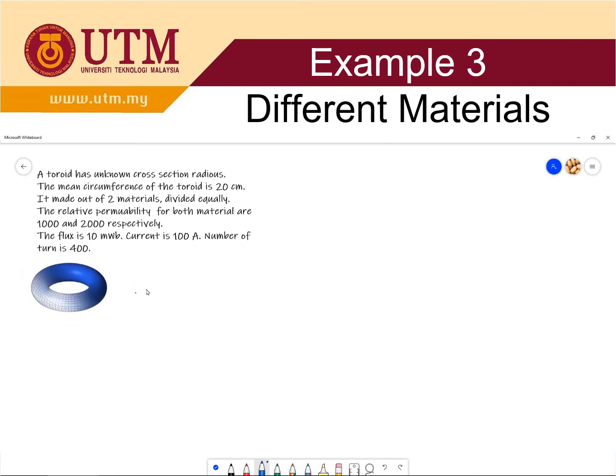So okay, we look back at the question. A toroid has an unknown cross-section radius. Basically, if the question is not direct to the point, usually they don't give the initial unknown. So something like this is unknown, and you have to use algebra. So be careful. They can either want you to find something at the end, or they want you to find something at the beginning, but you have to do it in algebra.